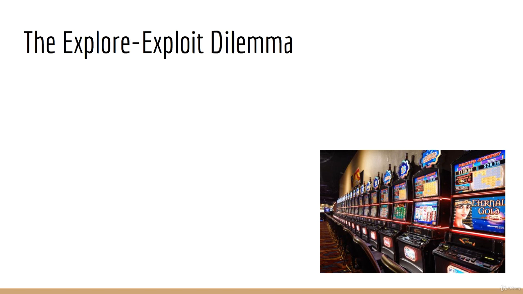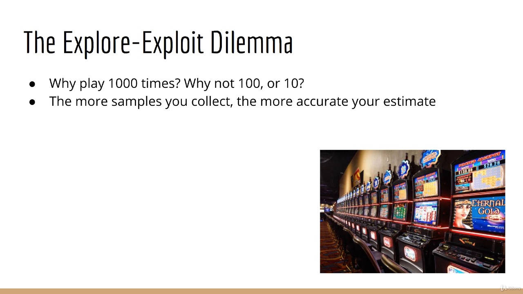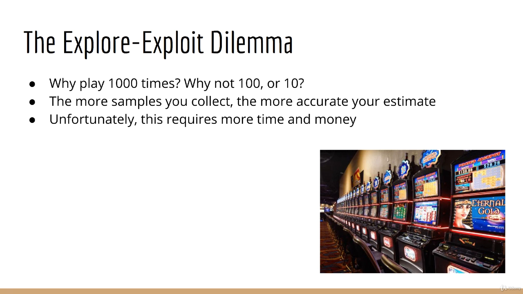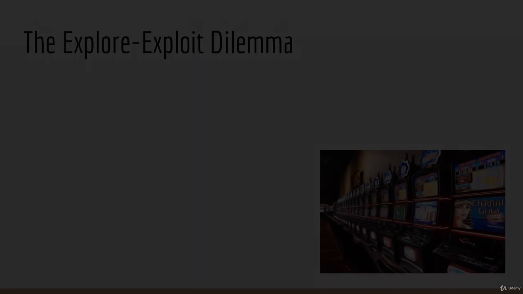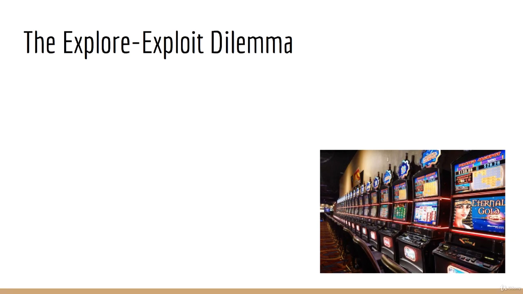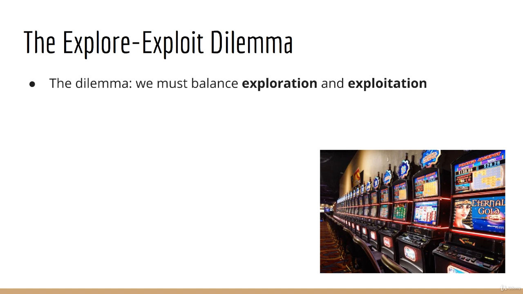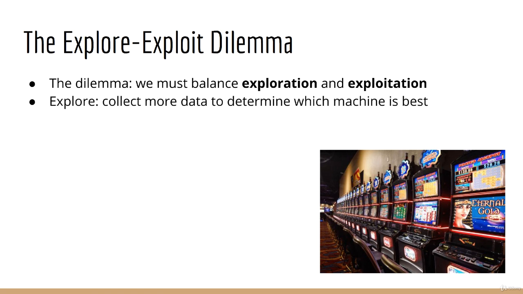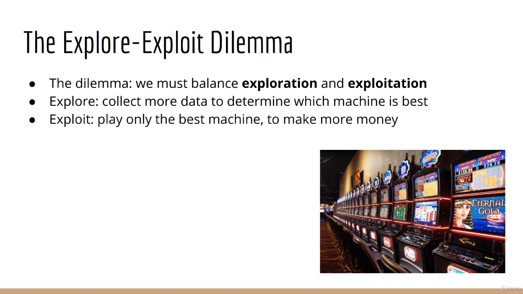Here is another question to consider. Why should we collect 1,000 samples per slot machine? Why not 100? Why not 10? As you know, the more samples you collect, the better and more accurate your estimate becomes. Unfortunately, this also equates to more time and money spent. That's why we call this a dilemma. The explore-exploit dilemma means we are trying to balance both exploration and exploitation. We want to explore so that we can collect more data to find out which slot machine is truly the best. On the other hand, we want to exploit because we want to play what we believe is the best slot machine in order to win more often and make more money. These two forces always oppose each other.